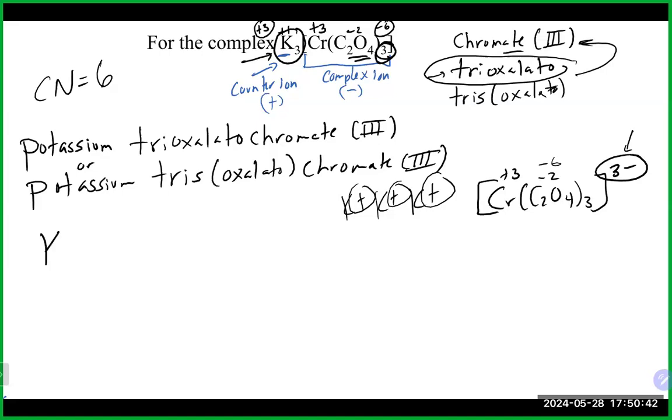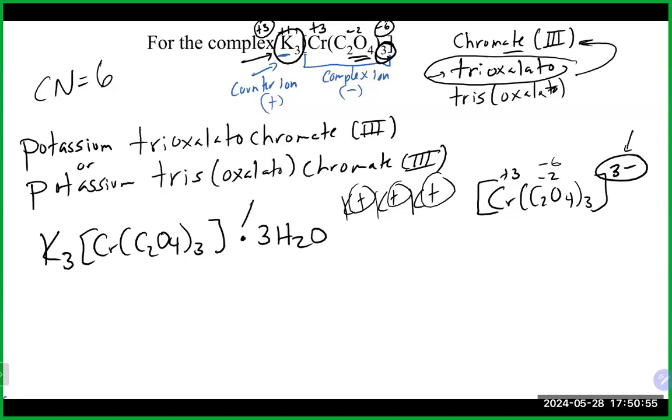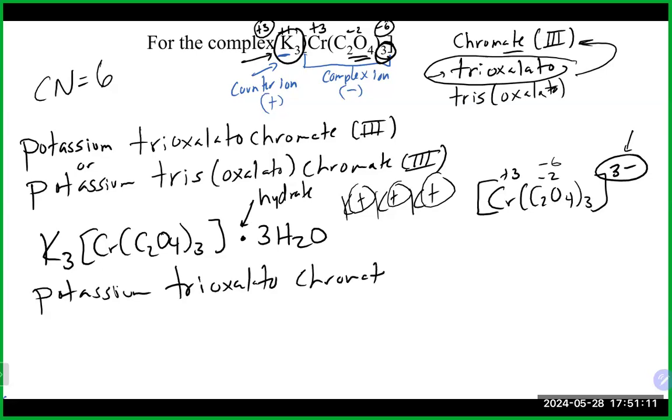I think maybe we also had something that looked like this, which you can also combine with normal naming. So if you had something like this, which is a hydrate, and that is what a hydrate is, right? Where you have the little dot and some waters attached to it. You basically would roll the same way and pretty much call it the same thing. This would be potassium trioxalato chromate(III).